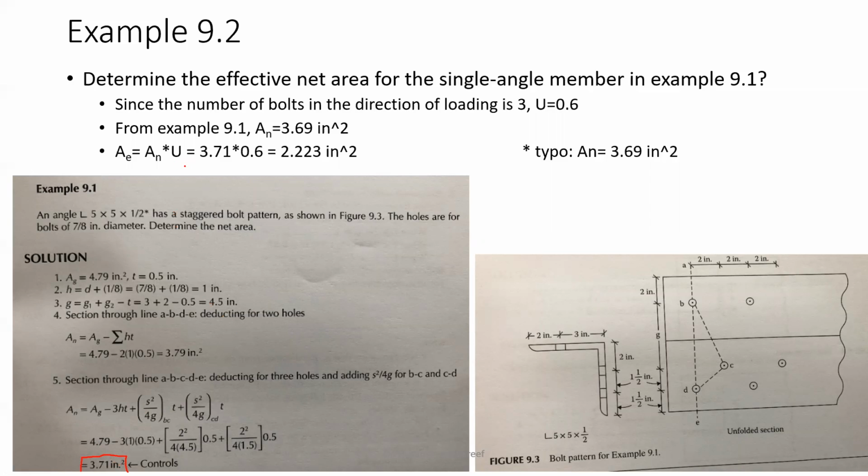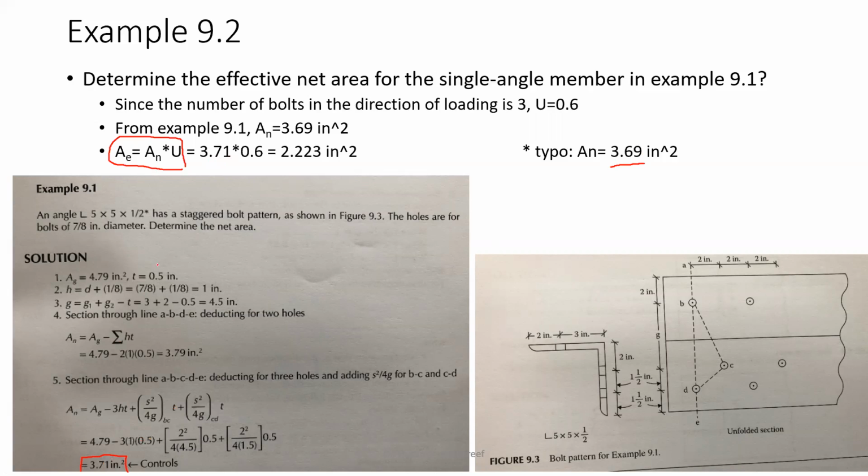The effective area equation is this: the net area times the U, the shear lag. The net area is already found, 3.71. Now I just want to highlight there is a typo in the textbook. The textbook uses 3.96, which is wrong. It should be 3.7 from our calculation here. So please correct that in your textbook.